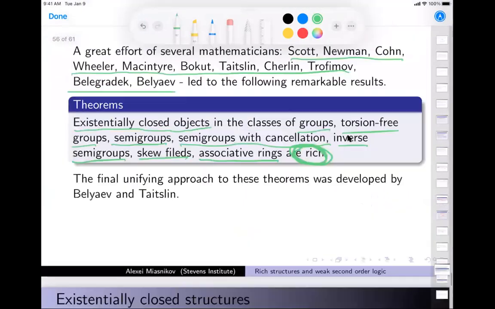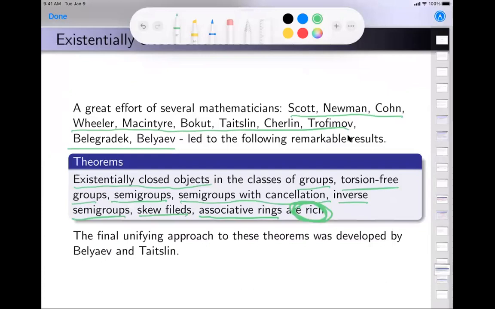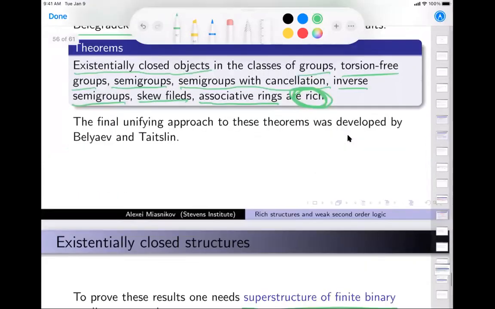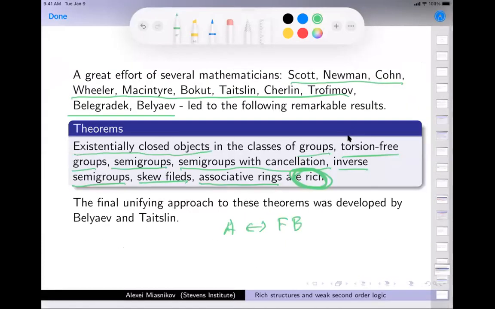And what all these authors did, in the modern language, which is what I'm presenting here, is that if you have an algebraically existentially closed structure A, it is bi-interpretable with its finite binary predicate superstructure, and that implies that A is rich. And then you can apply weak second order logic immediately and get all the properties that were proven in these papers using different tools. But now it comes for free because it's a very powerful logic.